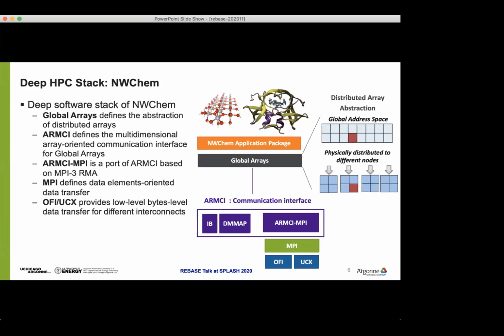Yeah, I think Global Arrays will be a good example of a high-level library that is specifically designed for a subset of applications. NWChem is the most widely used, the most important application for the Global Arrays team.